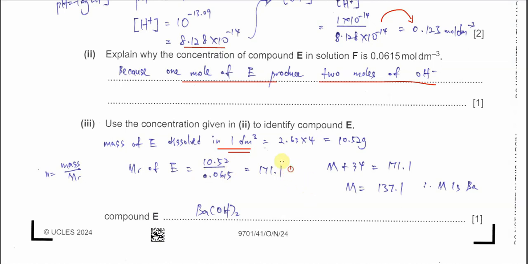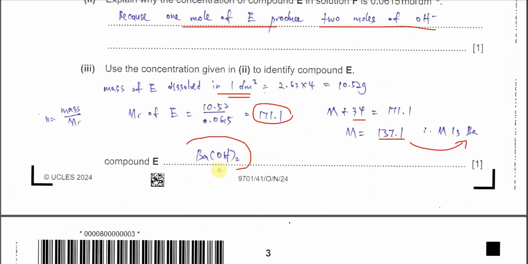Okay, so this one's still not the answer, because we know that the mass of the hydroxide will be 17 times 2. Right. So the group 2 metal plus 34 equals this molar mass. So the group 2 metal is 137.1, which is barium. So it's confirmed barium. Compound E, therefore, we know is barium hydroxide.